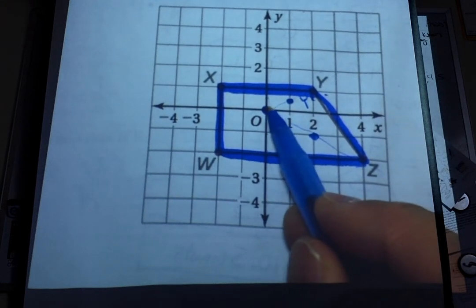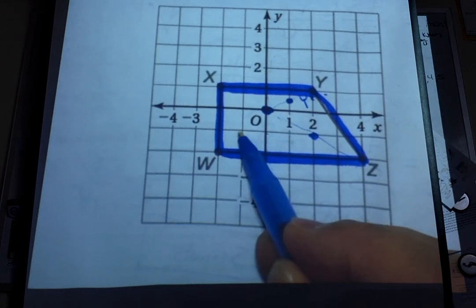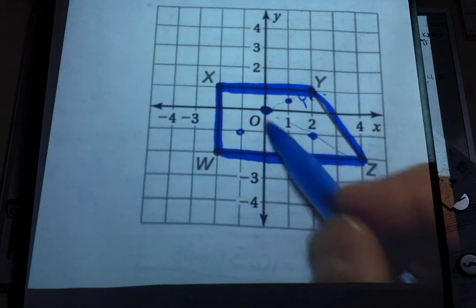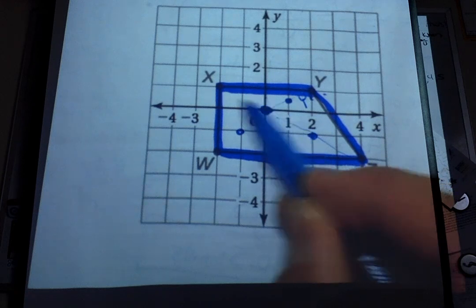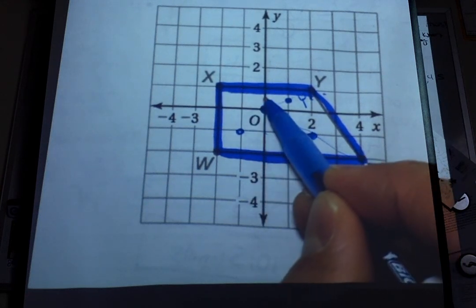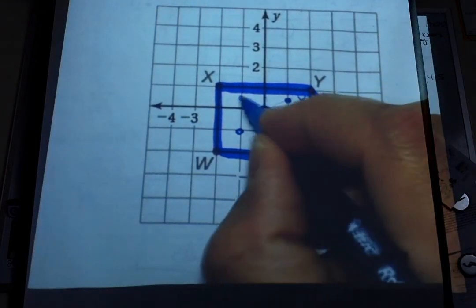Doing w, we're down 2 and over 2. So half of 2 is 1, half of 2 is 1. So it's going to fall right here. And then x, it's up 1, so it's halfway, so it's going to fall somewhere around here. And over 1, 2, so half of 2 is 1. So let's start here, go to here, and we have our shape.